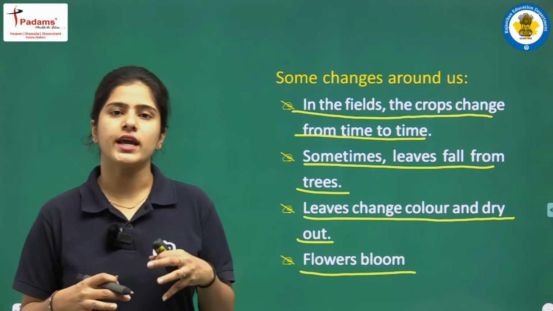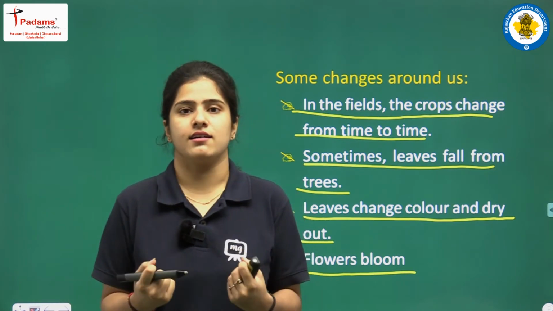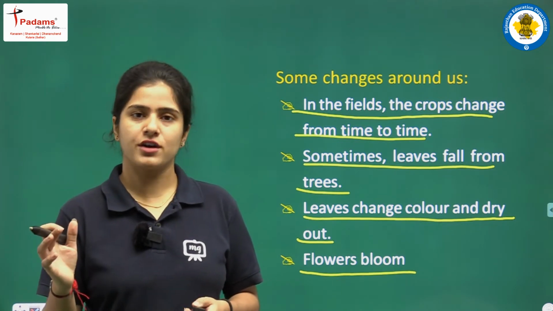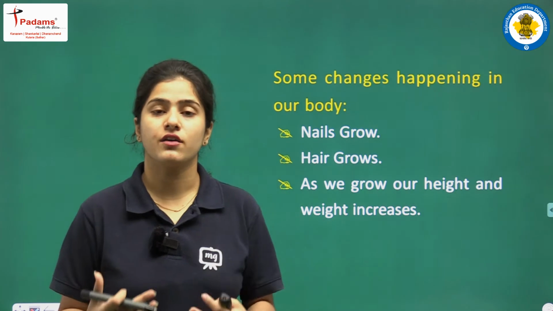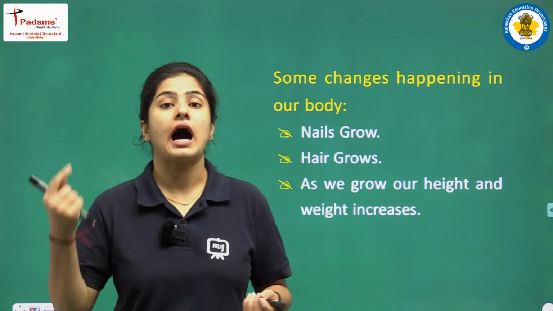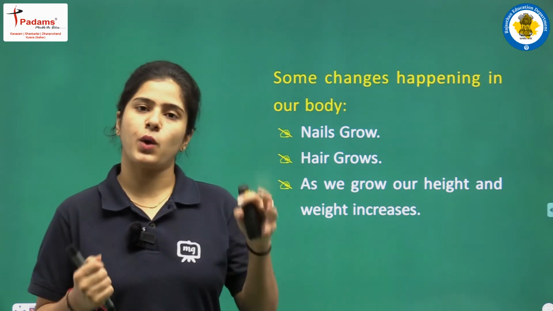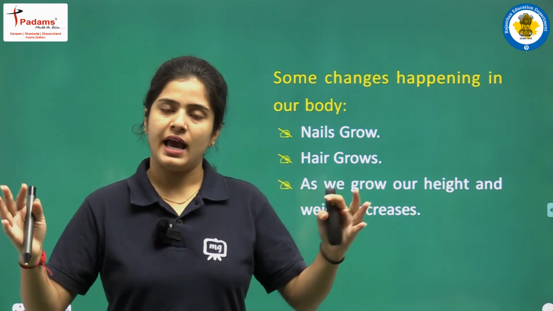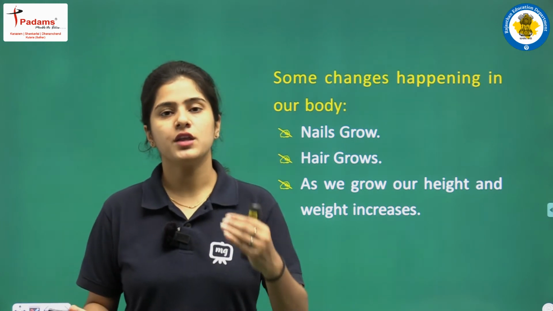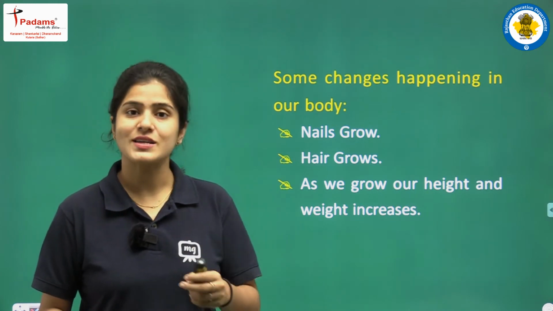Now students, these are the changes around us. What are the changes in us? What are the changes that are happening in our body? Just think of yourself. Our hair grows, our nails grow, our weight grows. As we grow up, you must have seen a 1-year-old, a 5-year-old, a 10-year-old and a 15-year-old. When you are growing, your height is increasing and your weight is also increasing.